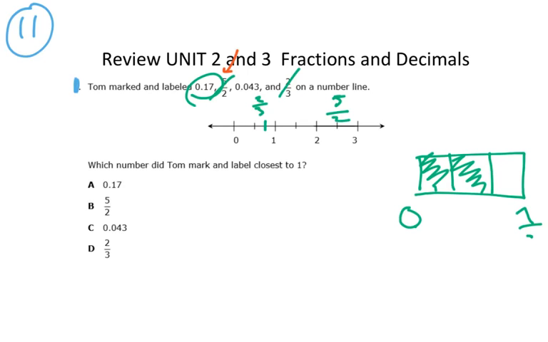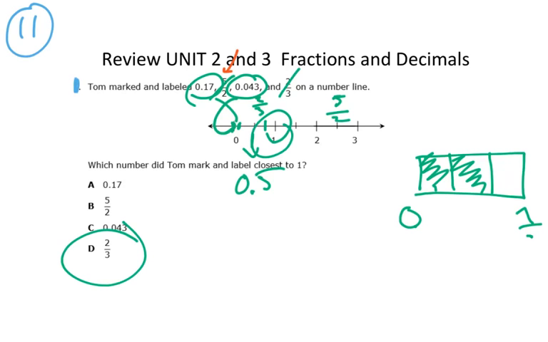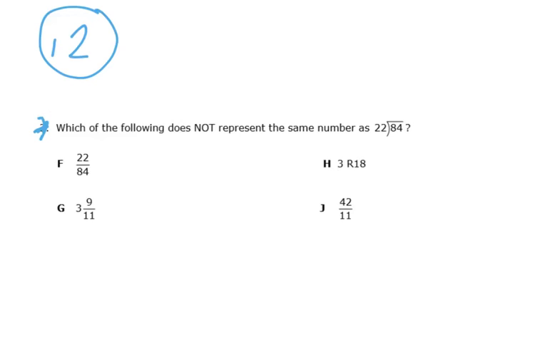Let's see. I know that if this is a half, it's going to be 5/10. 17/100 is probably right about here. 43 thousandths is even smaller. So my answer should be that 2/3 is closest to 1 whole.